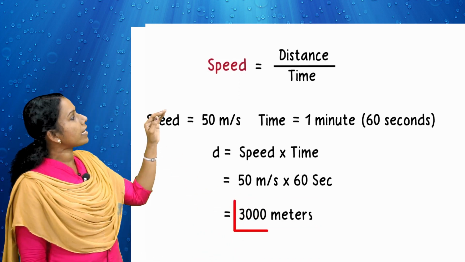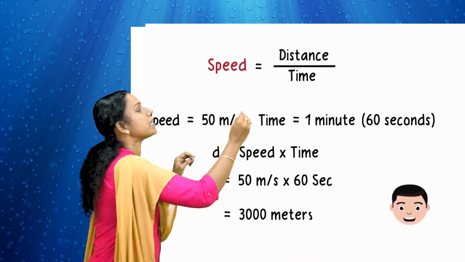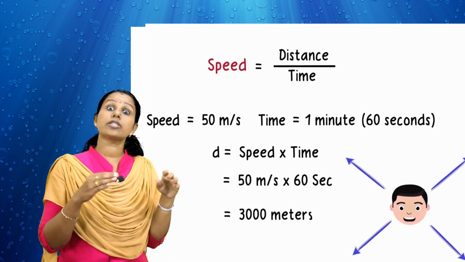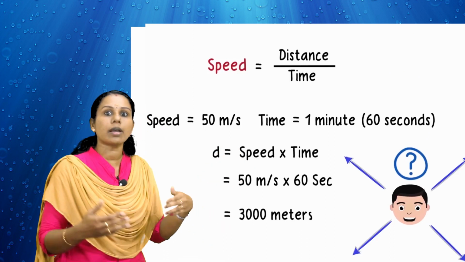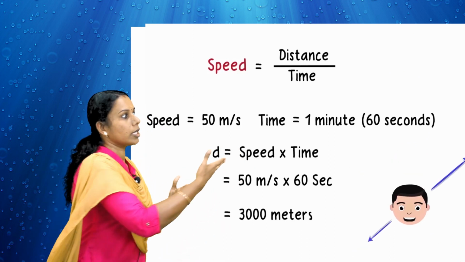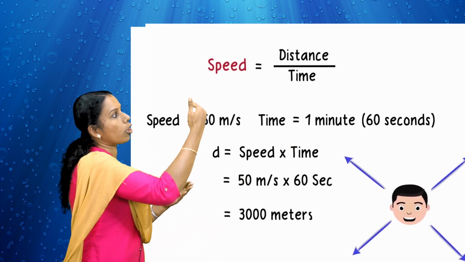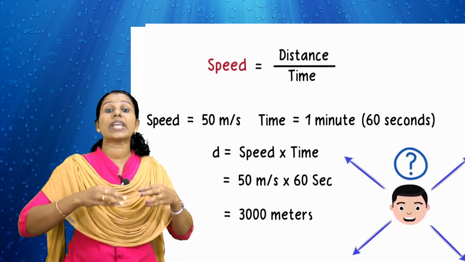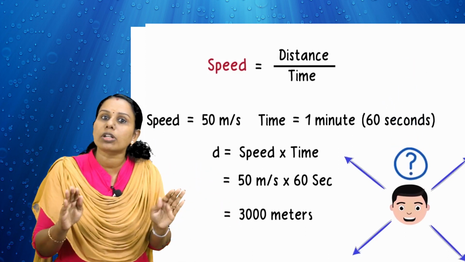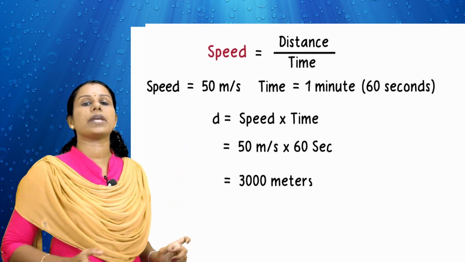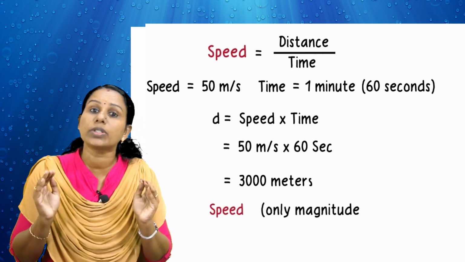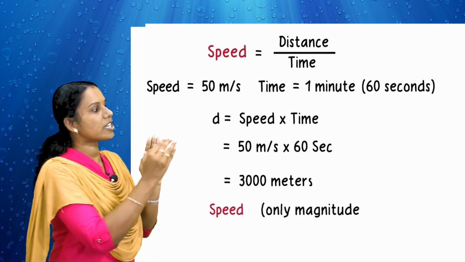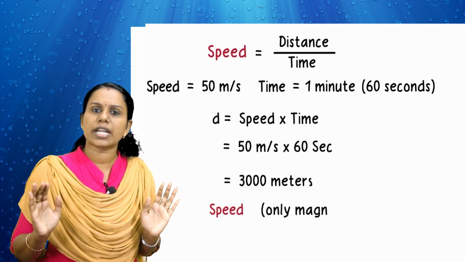See, the speed in the question is given as 50 meter per second, and it is not mentioned towards here or here, towards where the body is moving. So east, west, north or south, towards where it is moving, the direction of motion is not mentioned in the value of the speed. It gives the magnitude only. It does not tell us anything about the direction, right?